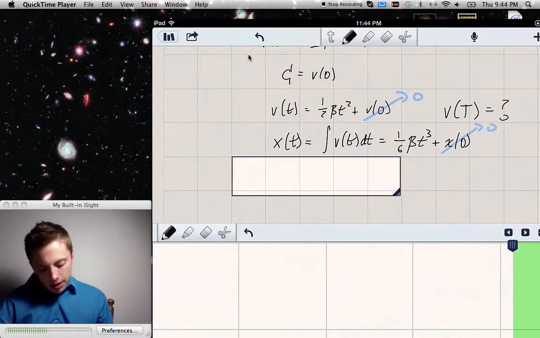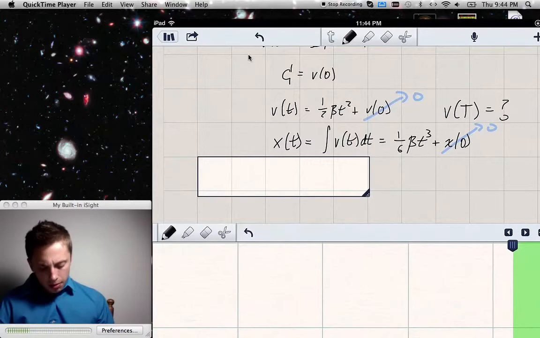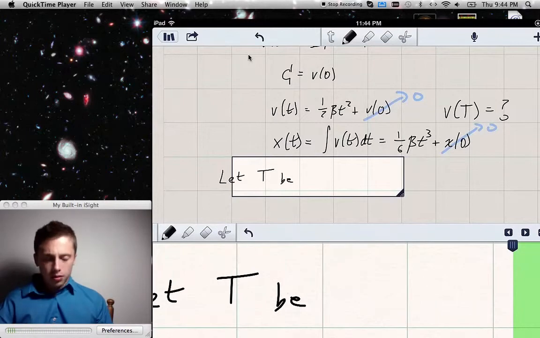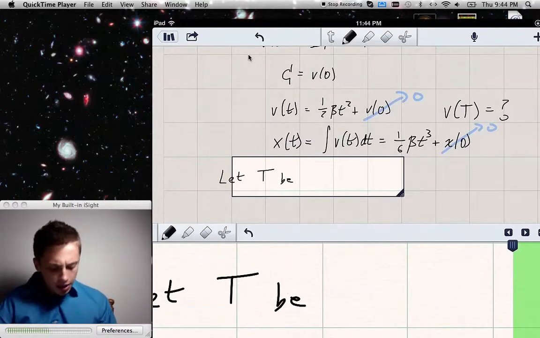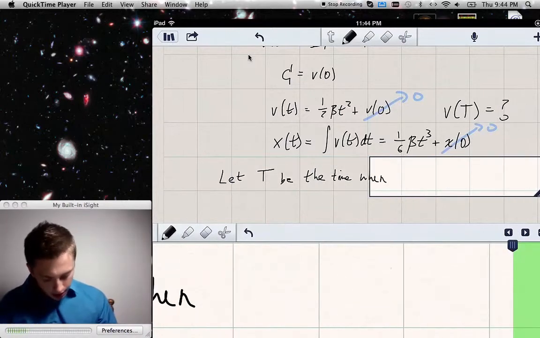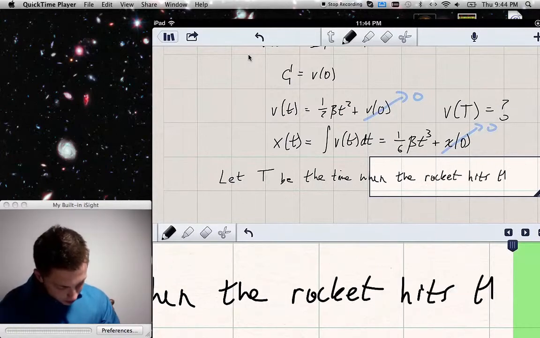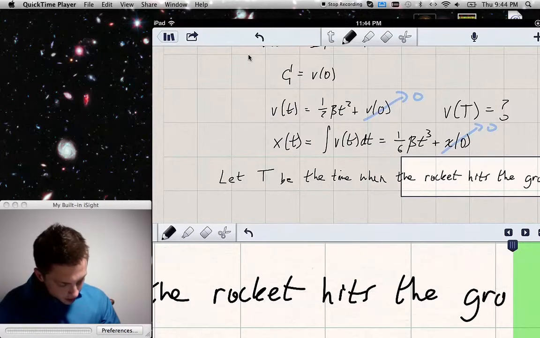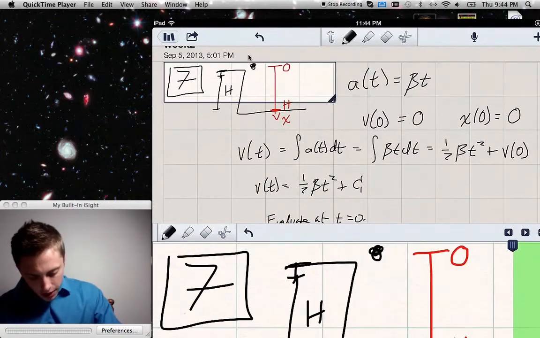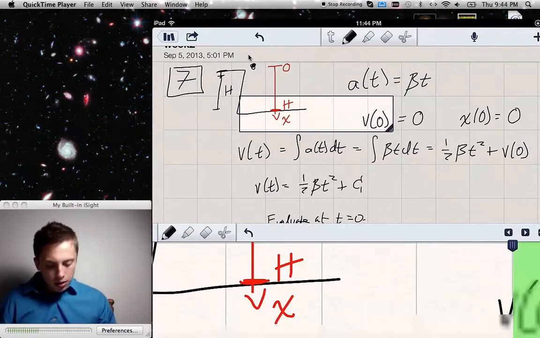Okay, so what was I saying earlier about, well, we need to incorporate the fact that this rocket travels a distance h? Well, here's what I mean. First, although we don't know it, we can still define a letter to represent this. Let capital T be the time when the rocket hits the ground. So I look at my picture. Where's my picture? It's up here. And I say, okay, when the rocket hits the ground, it's at a coordinate x equal to h.